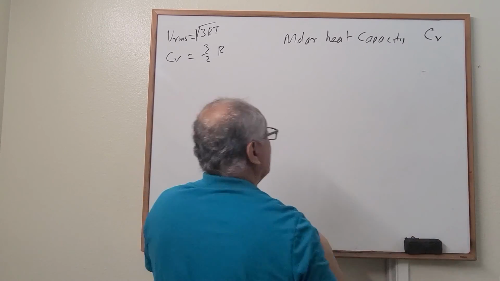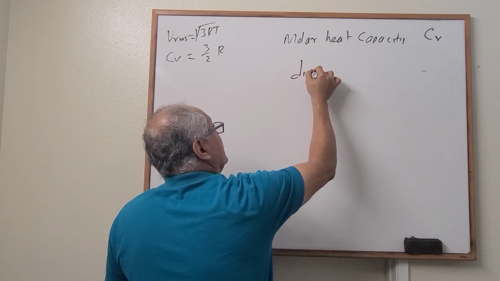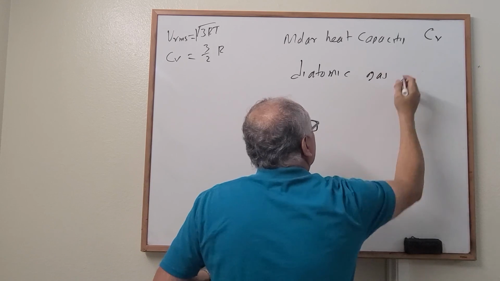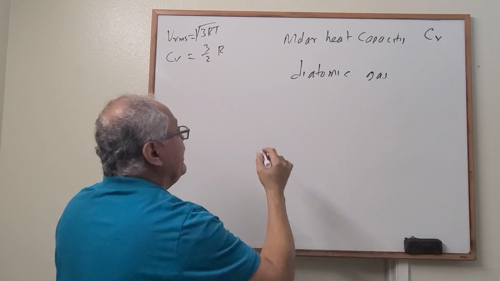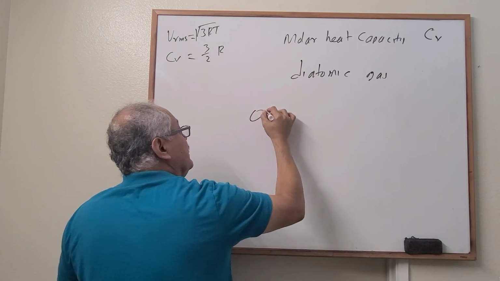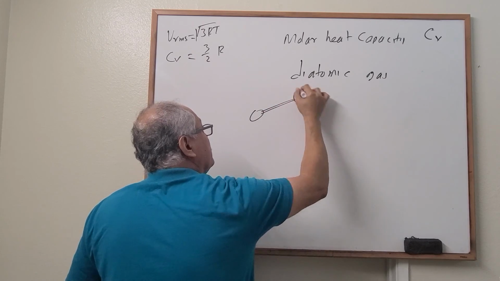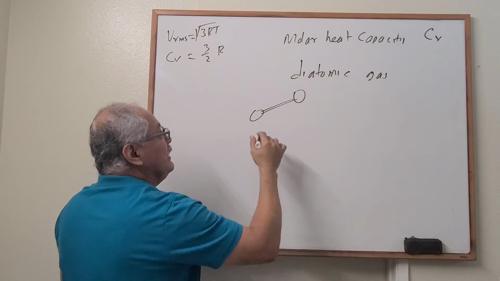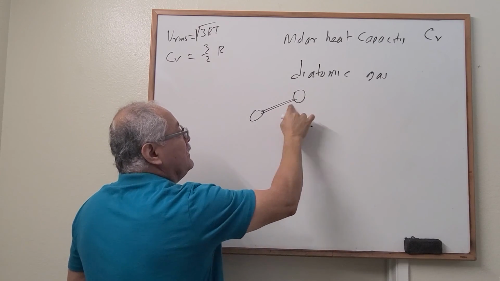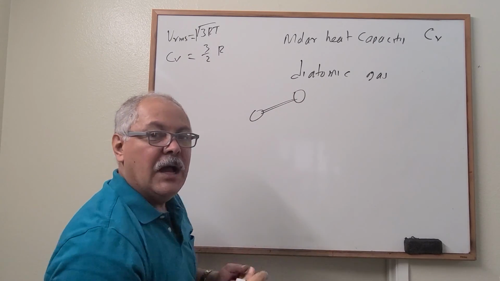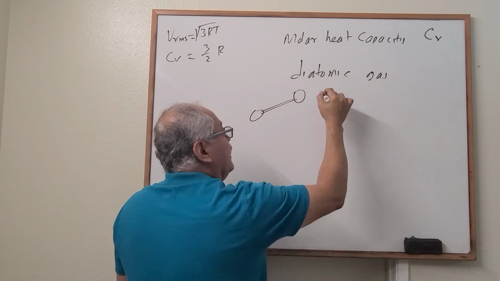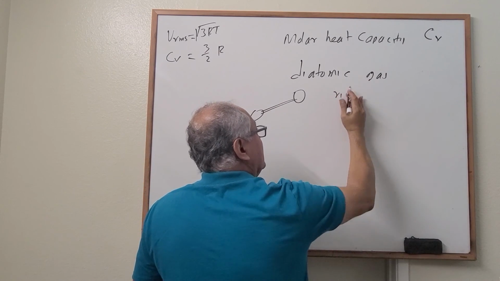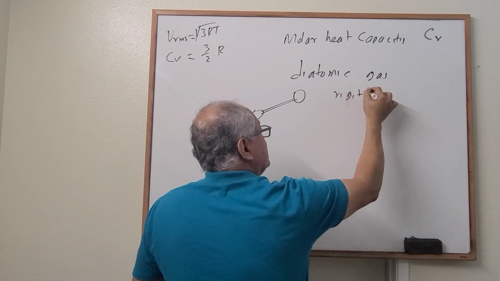Okay, let's go to diatomic molecule, diatomic gas, right? Correct. And imagine this is the situation we have. This is the diatomic gas, diatomic molecule, correct? And this rotator is rigid, is fixed, right? Rigid. Okay, rigid rotator.